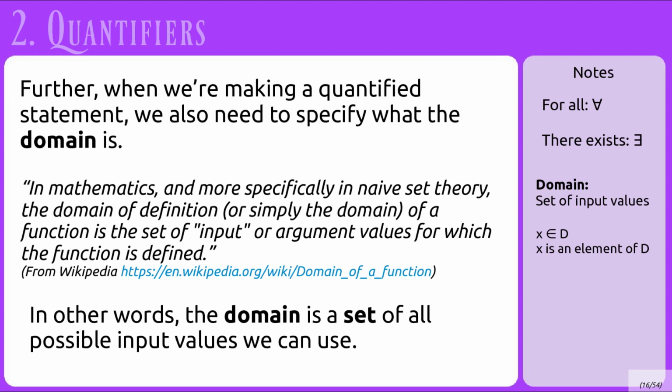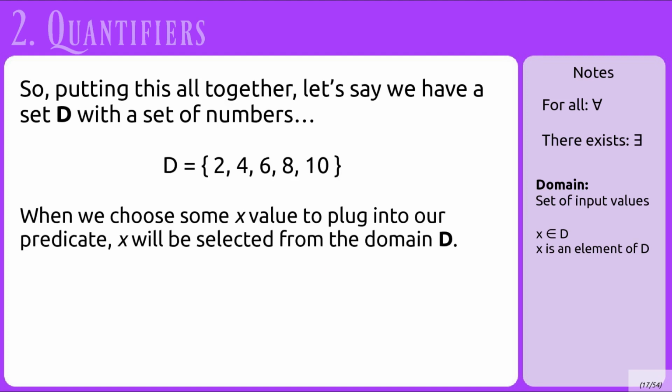The domain specifies the set of all possible input values we can use with our predicate. So putting this all together, let's say we have a set named D. D contains the numbers 2, 4, 6, 8, and 10. When we choose some value X to plug into our predicate, X will be selected from the domain D.